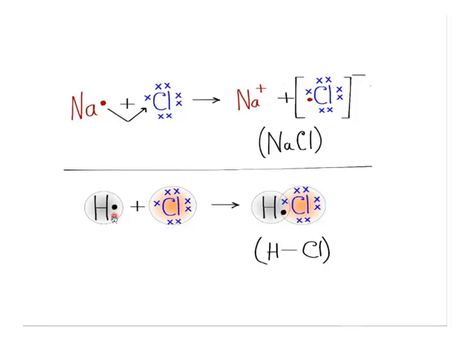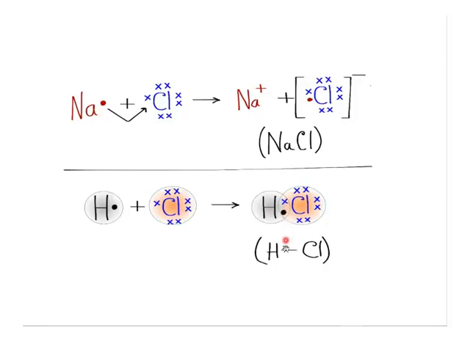Sometimes a bond can be formed without donation or acceptance of electrons. For example, hydrogen contains one electron in its outermost shell and there are seven electrons in the outermost shell of chlorine. We see both atoms come closer. These two electrons are now shared by both atoms. So now these two electrons exist between the nuclei, between the two atoms. So these are called shared electrons.